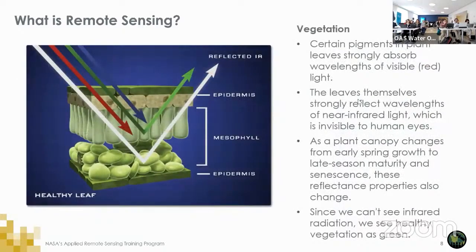Very briefly, this is talking about how light interacts with vegetation, particularly healthy or non-healthy vegetation. Certain pigments in plant leaves, like chlorophyll, strongly absorb wavelengths in the visible red spectrum, especially. And that's for healthy vegetation, so any tree, grass, you name it.